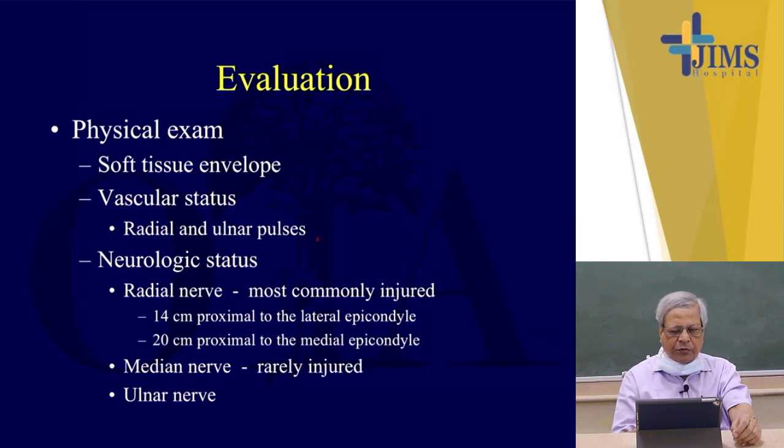Neurological status has to be checked. These are very, very important because the most commonly injured nerve is the radial nerve, which is 14 centimeters proximal to the lateral epicondyle, that is in the distal third of the humerus. And the median nerve is rarely injured, and the ulnar nerve, that is also very uncommon.